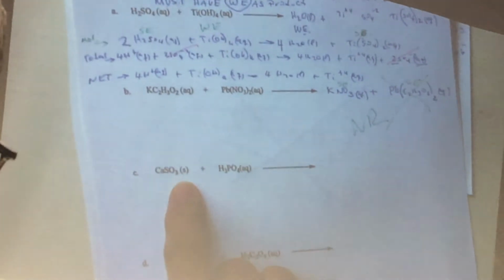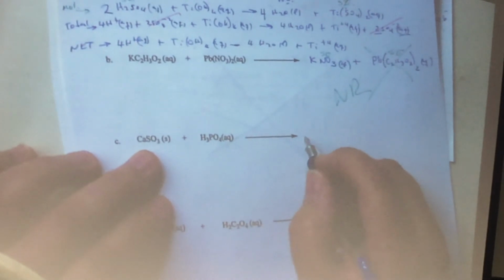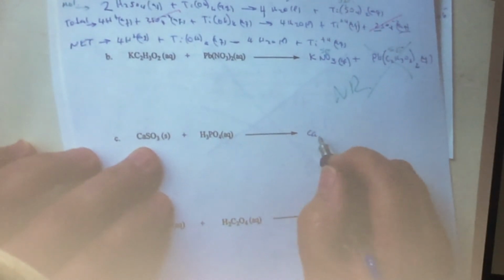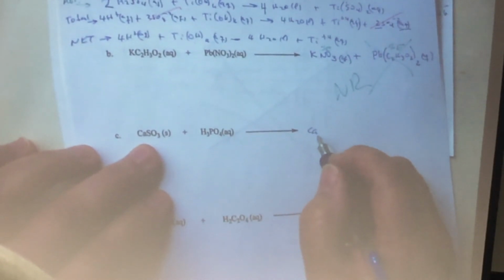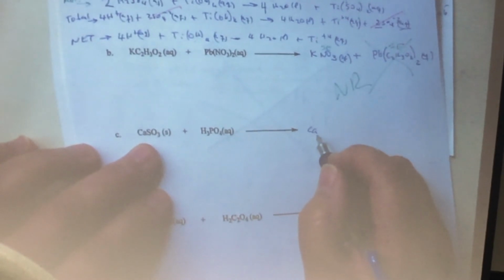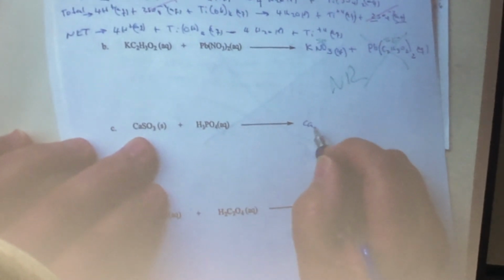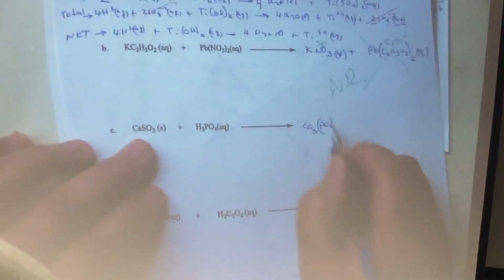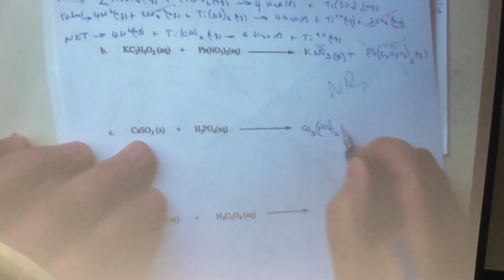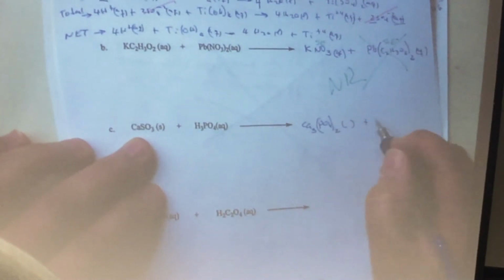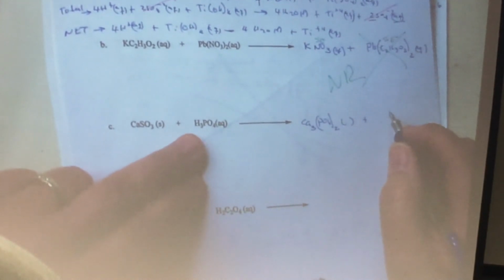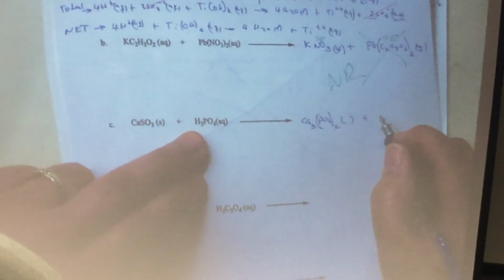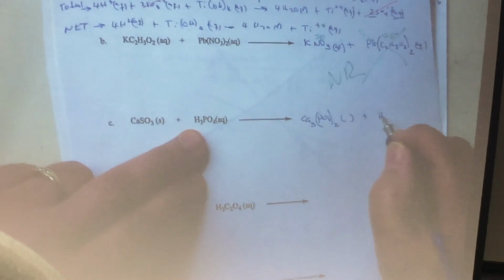Let's work a little faster. Tell me what the products are on the other side already. Come on. Ca, subscript 3, and (PO4) subscript 2. And we'll look at the parentheses in a second, the state. And what's on the other side? H.